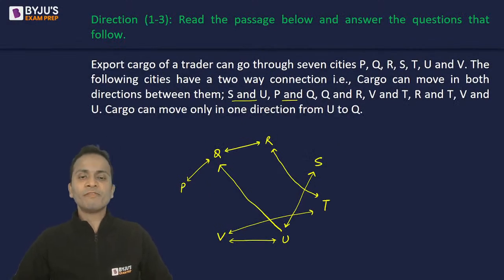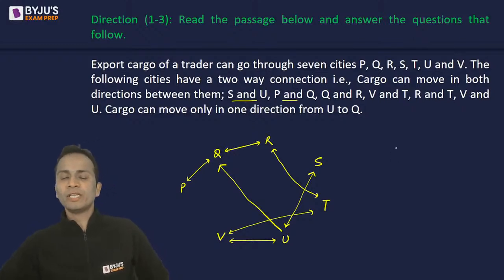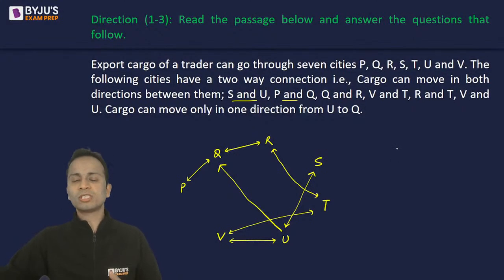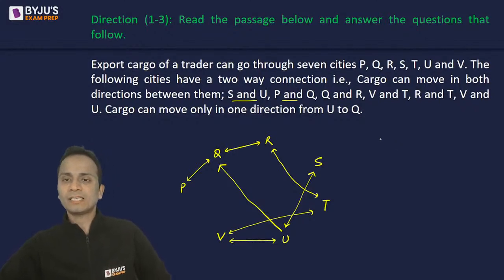So, we'll have to devise a shortest path between S and T. Since this is not a very complex chart, you can write all the possible routes between S and T. Okay? So let's start from S.